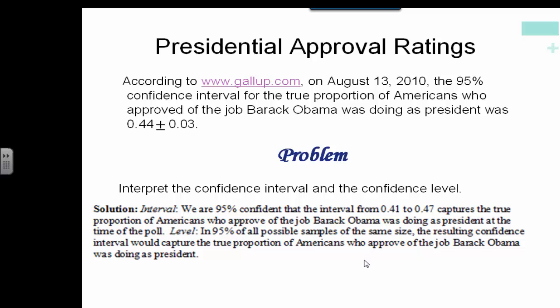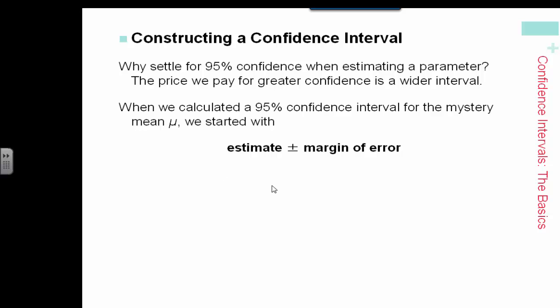We are 95% confident that the interval from 0.41 to 0.47 captures the true proportion of Americans who approved the job Barack Obama was doing as president at the time of the poll. In 95% of all possible samples of the same size, the resulting confidence interval would capture the true proportion of Americans who approve of the job Barack Obama was doing as president. The price we pay for greater confidence is a wider interval.